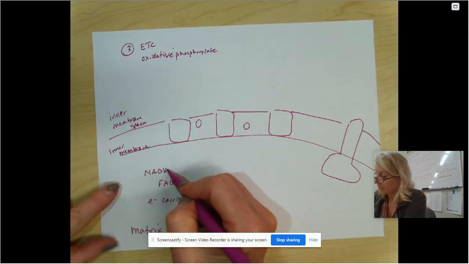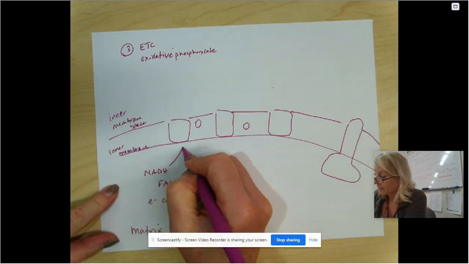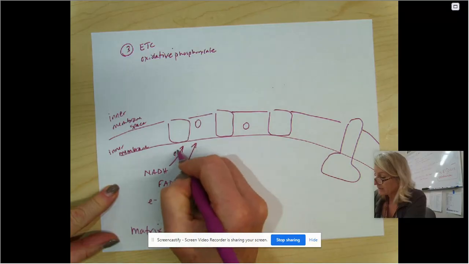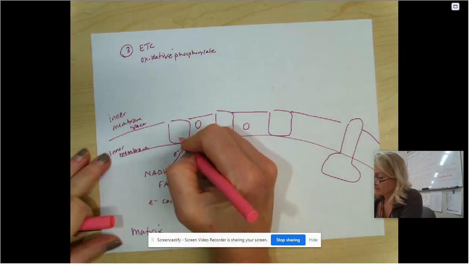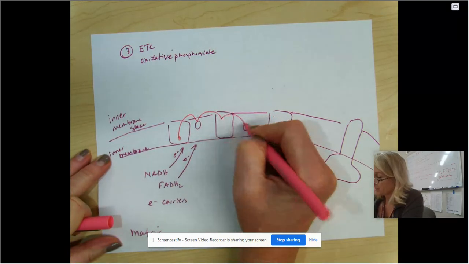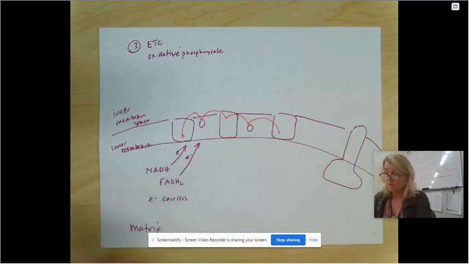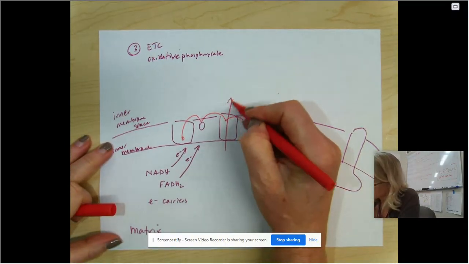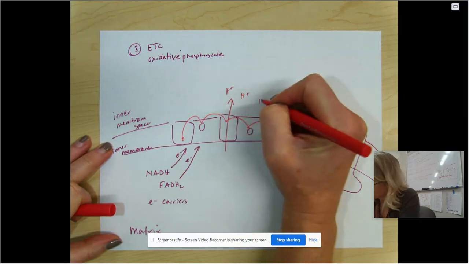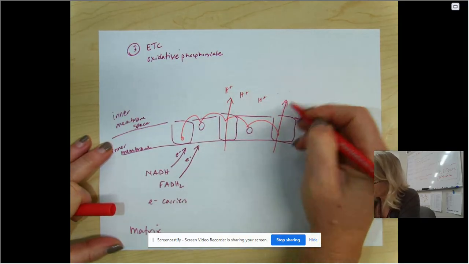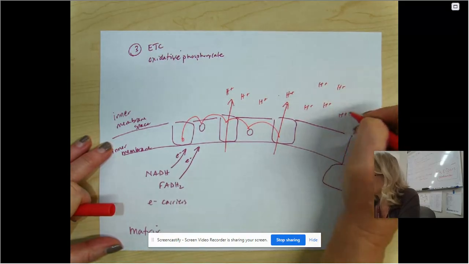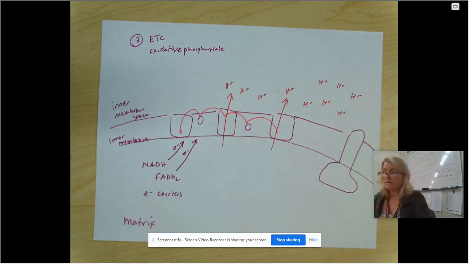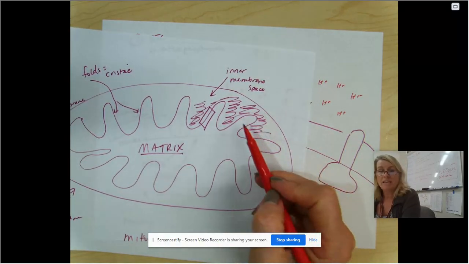All right, so our NADH and our FADH2 deliver the electrons to the ETC. So they give the electrons. And then those electrons go wee down the ETC, okay? While they're doing that, they are going to be pumping protons into the inner membrane space, so that it is chock full of protons. Remember, this is our inner membrane space, and we are filling it up with protons.